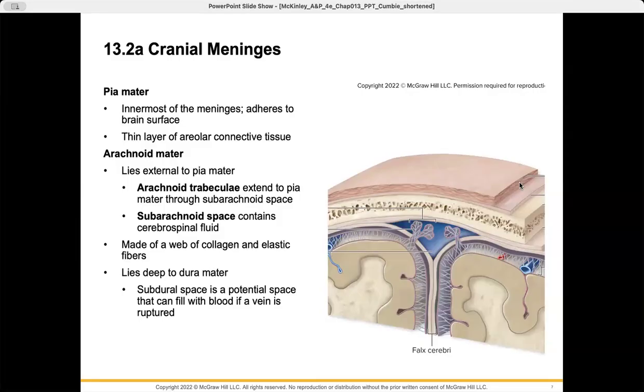One of those spaces is the subarachnoid space. Subarachnoid space can fill with cerebral spinal fluid. And then additionally, there's going to be a subdural space also interacting with arachnoid matter. And the subdural space is where we can have blood go, if a vein ruptures. That is all before we get to the outermost layer of dura matter.